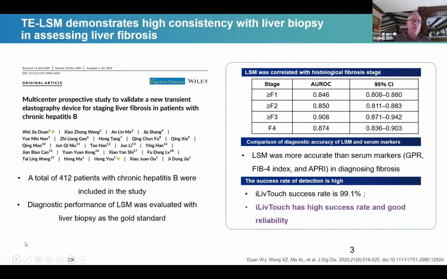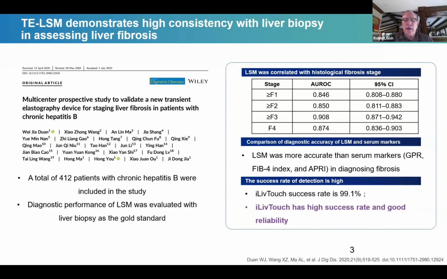A number of these researchers, including Professor Jia, who's the senior author here, we're very familiar with, and Dr. Hong Yu, third to last author on this, is the lead author on the APASL guidelines, and she was also the lead author on the China guidelines that came out in 2022 for hepatitis B. And you can see in the right box that the AUROC curve is well over 0.8, giving you a high level of confidence that when you measure liver stiffness, you are measuring an accurate level of liver damage and liver fibrosis in that patient.